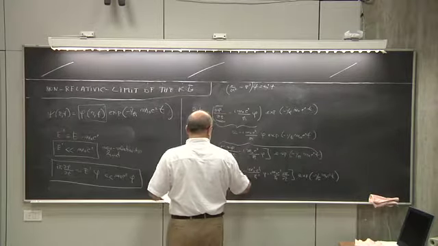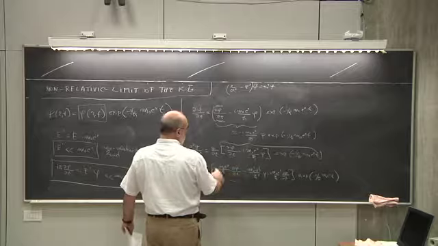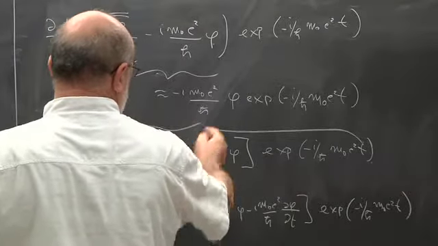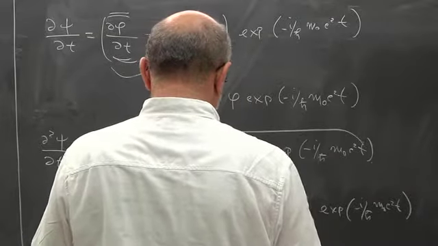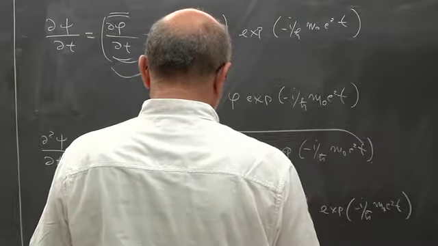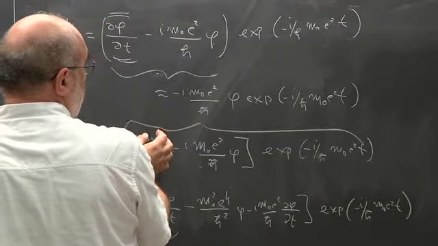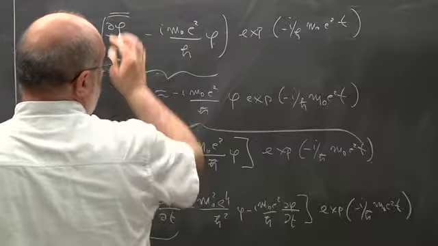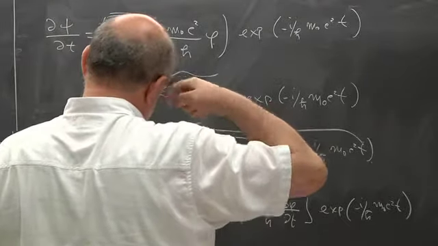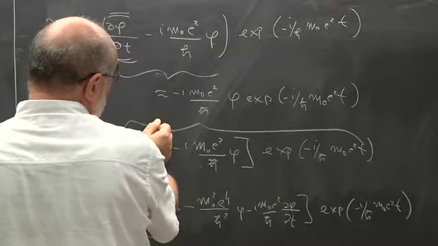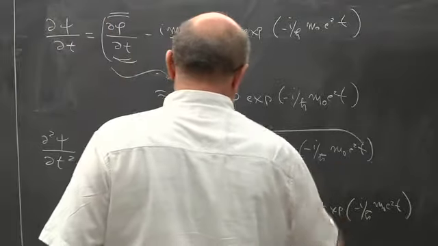Now, this piece comes from this derivative. This piece comes from the derivative of this. And why does it come from the derivative of this? Because somehow I have neglected this. Remember that this object is approximately equivalent to this. So if you neglect it, you get the derivative of this object plus the exponential.